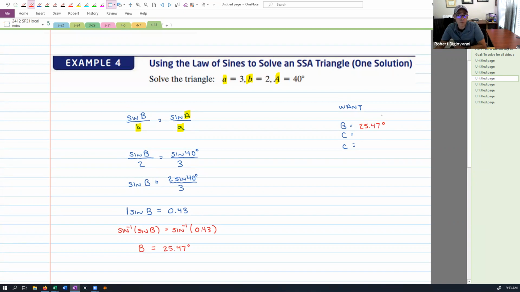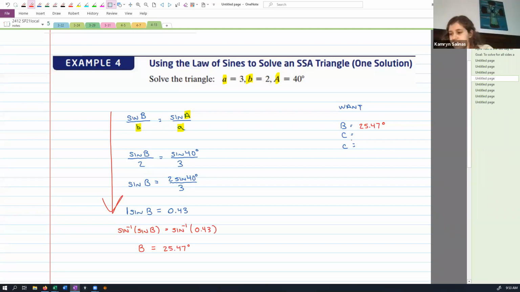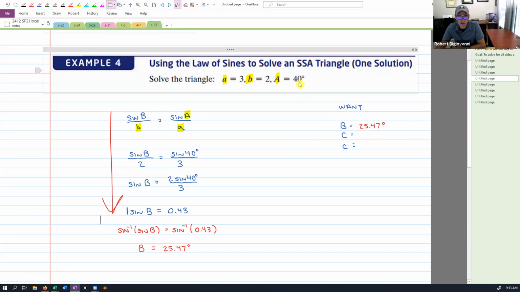Now that's really good news. Why is that good news? We have B now. Are we going to have to go through this same process again to get capital C? No, because now we have two of the angles. If we have the two angles, 40 and 25.47, we can get capital C without any work, just by adding up the angles and seeing what it takes to get to 180.